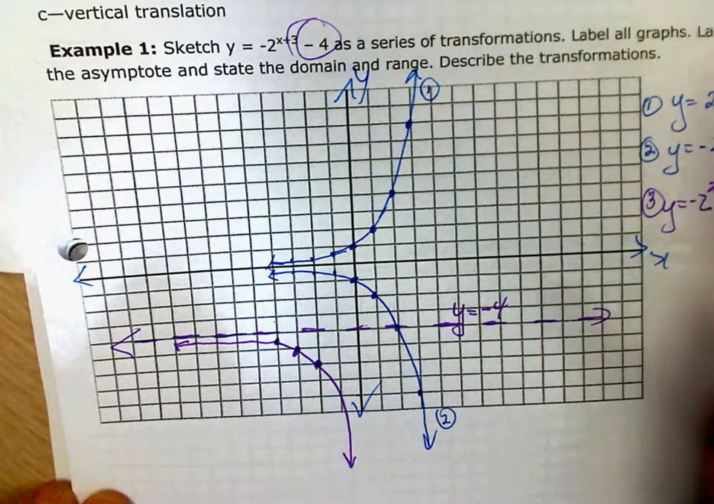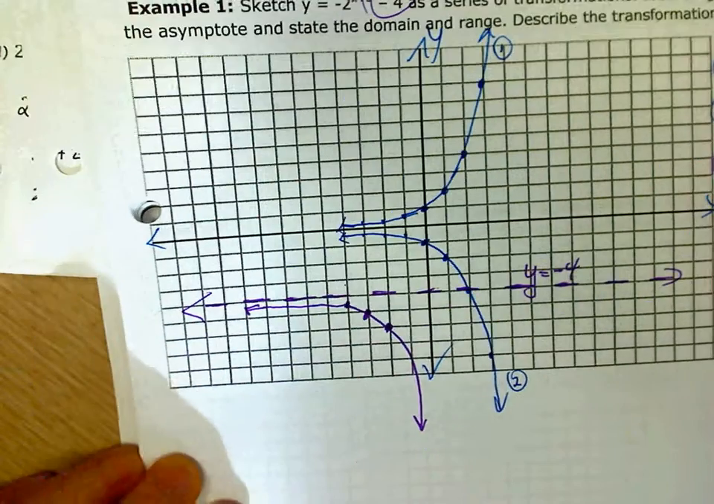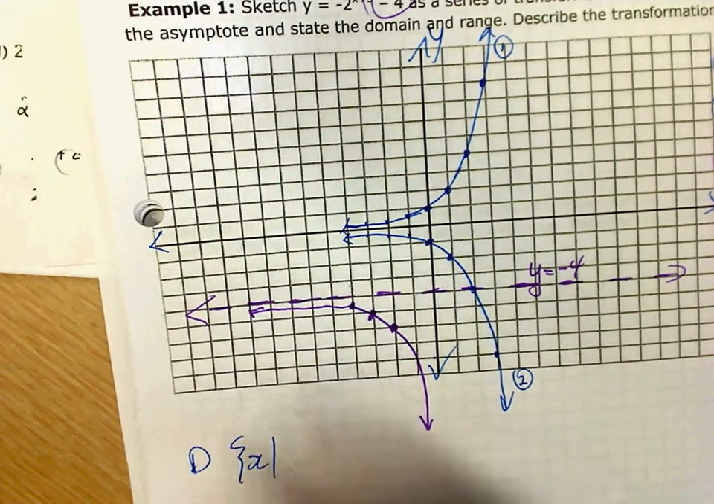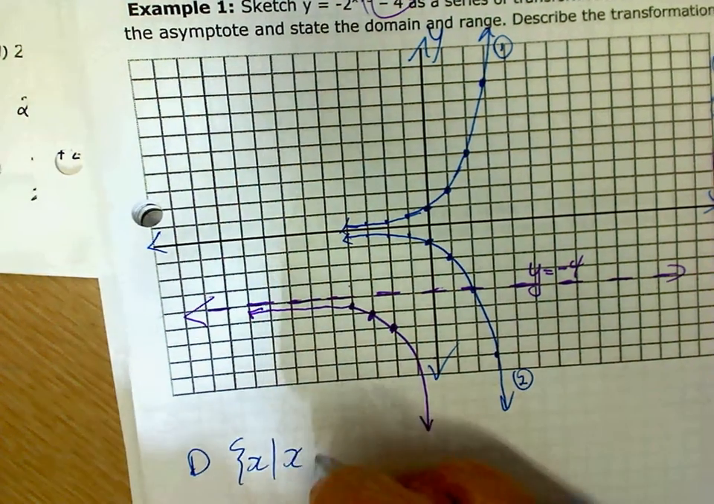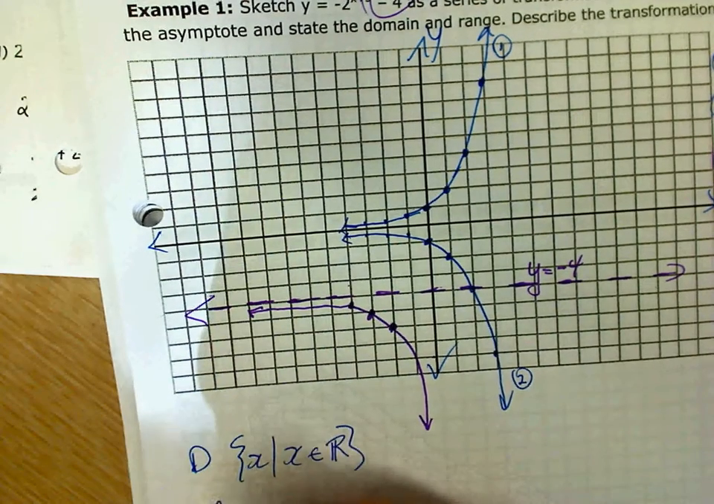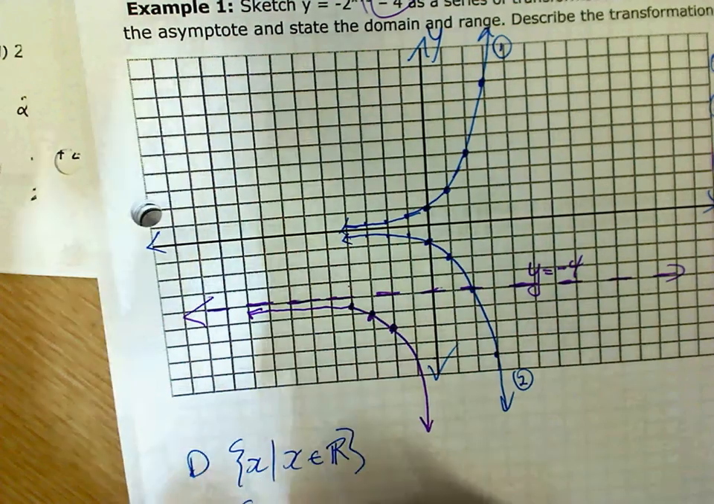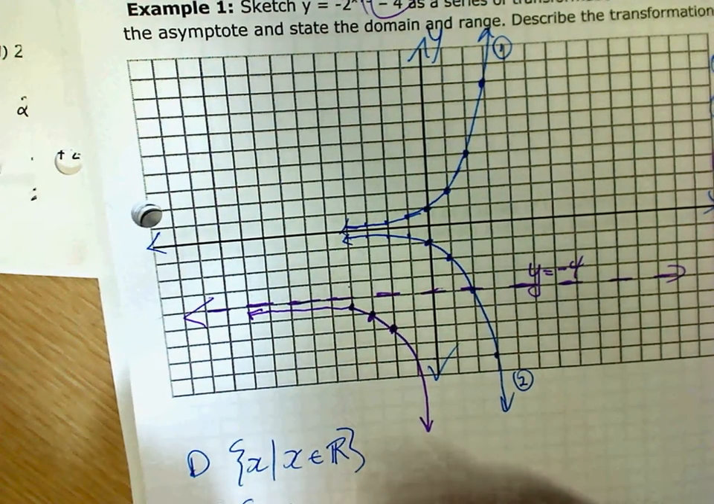Oh, we didn't describe and state the domain and range. Let's do that right now. Okay, the domain. What can x be? X can be anything, any is in the set of real numbers. And what's our range? Y such that y is less than 0.